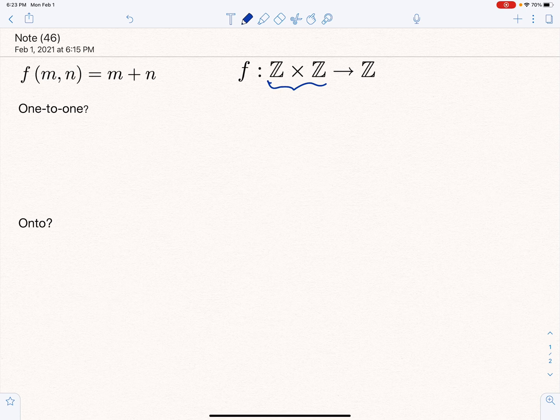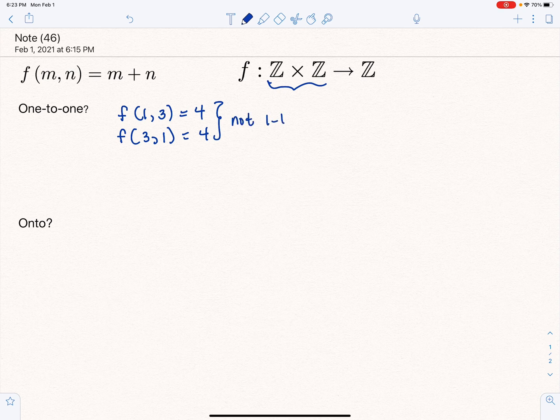And our output is also an integer. Now, one-to-one, remember, means that no two inputs are going to give the same output. And we automatically can see that this is not going to be one-to-one. Just as one of many counterexamples, if we did f of (1, 3), that would be 4, and so would f of (3, 1). So there is no way that this is one-to-one.